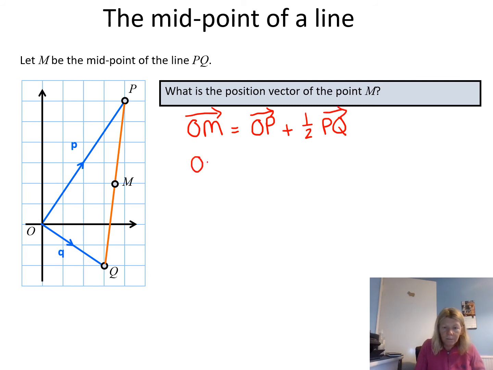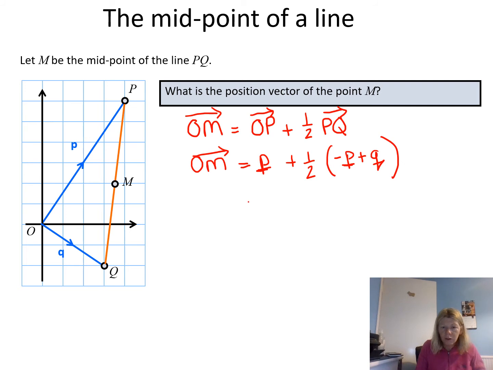Now we know that O to P is just the vector P plus a half of P to Q. To get from P to Q, you go back along the P, so that's minus P, and then along the Q. So P to Q is minus P plus Q. And we only want half of that, so halfway along the line.